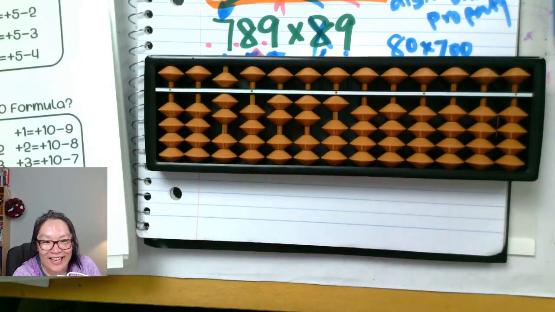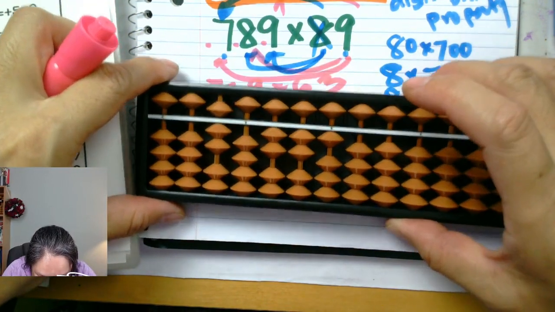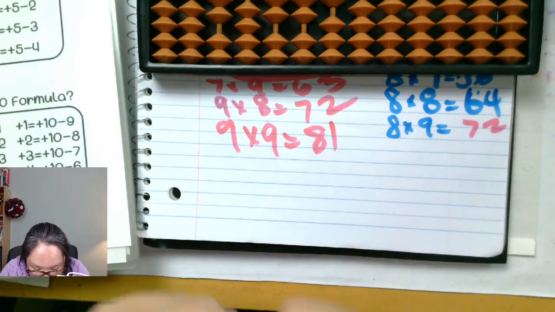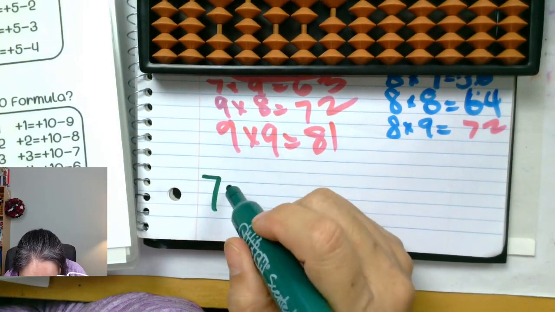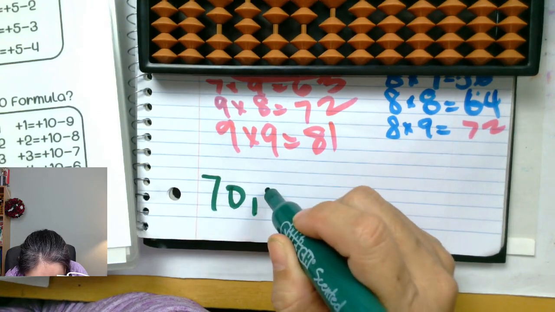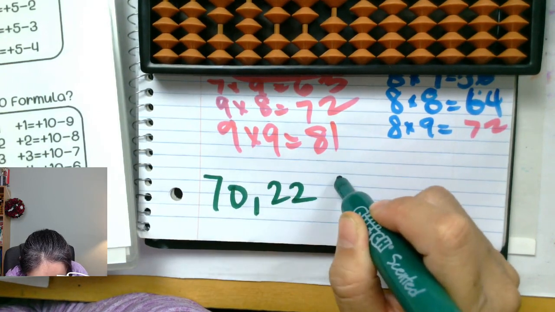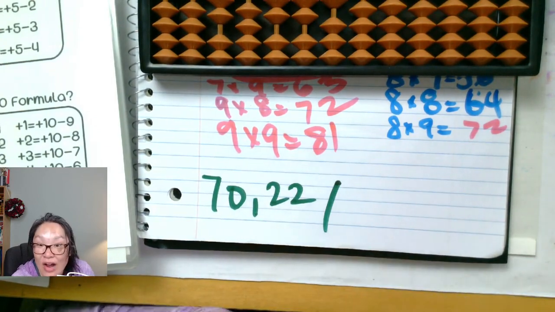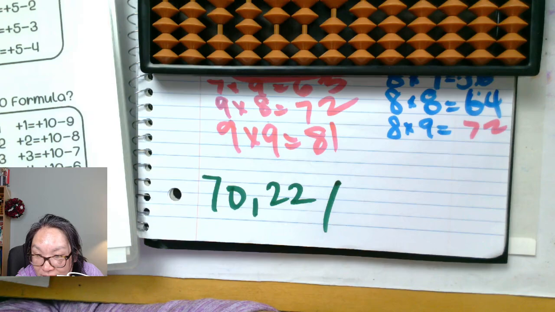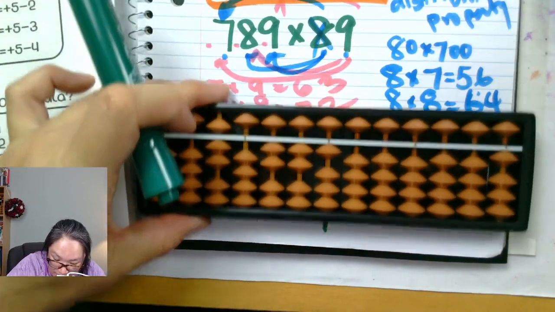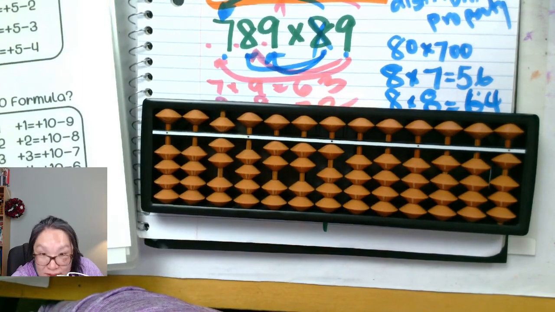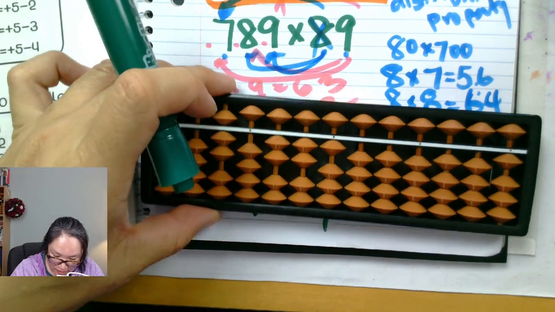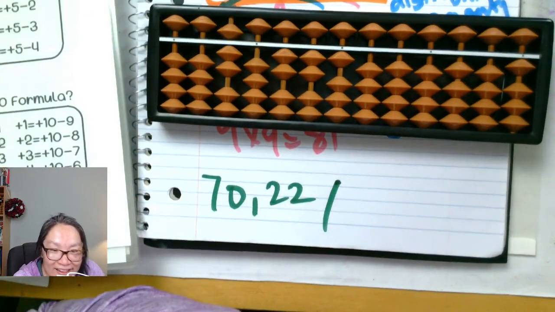How do you know which one to use? Okay, before I forget, let me write down my answer: 702,21. I don't even know if this is right. I'm so tired. You got me at the end where I'm kind of tired. Let me see if this works. 789 times 89. Oh, good. That is the right answer.